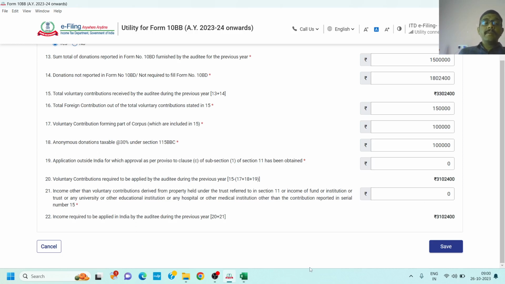Clause 22, it is the income required to be applied in India by the auditee during the previous year. That is the summation of clause 20 and clause 21.